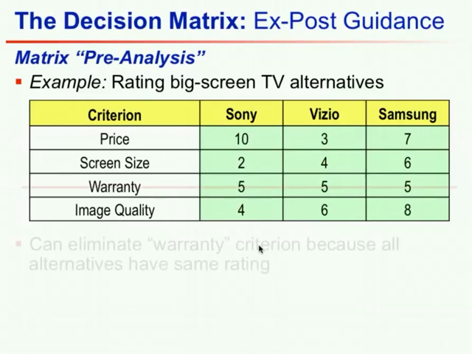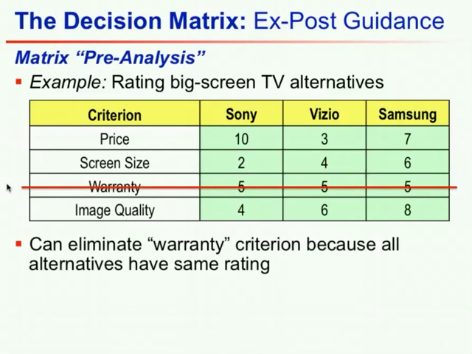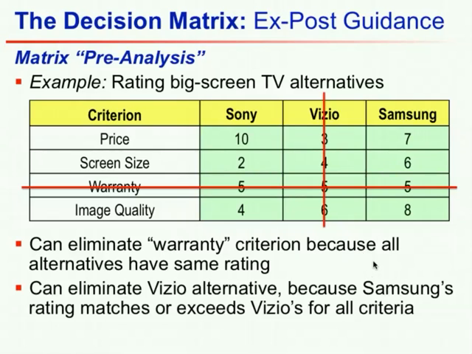Well, the first thing to notice is that every one of these TVs must have the same warranty. They all got a score of 5 on warranty. So therefore, we can eliminate the warranty criterion because all the alternatives have the same rating. So we don't need to include that in our decision matrix. We also can eliminate Vizio because, again, Samsung outperforms it on all criteria. So 7 is bigger than 3, 6 is bigger than 4, 8 is bigger than 6. So again, we could eliminate Vizio from consideration and then just focus on comparing Samsung to Sony, right?